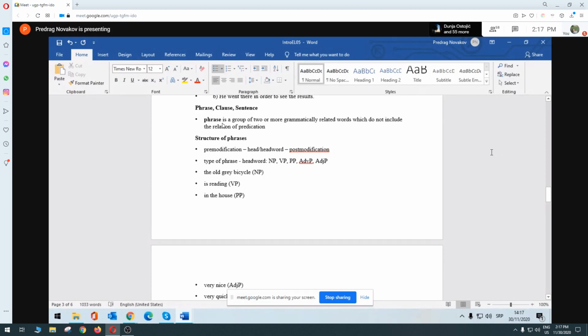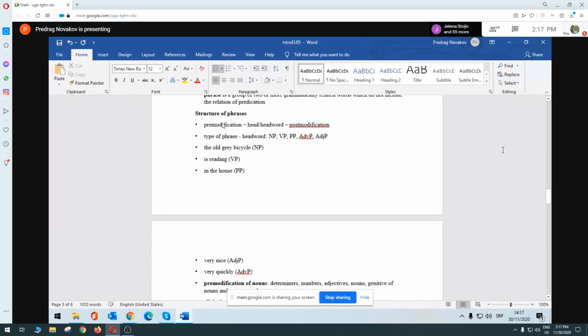By predication, I mean the relation between the subject and the predicate. Okay. So you know, like verb in a sentence with the subject. So predication means the relation between the subject and the predicate. We do not have it in a phrase. We do have it in a clause. So phrases do not have the relation of predication. This is important. If it is not clear, please ask.